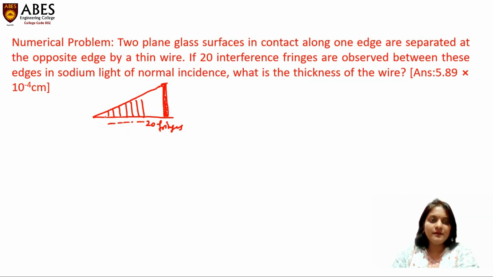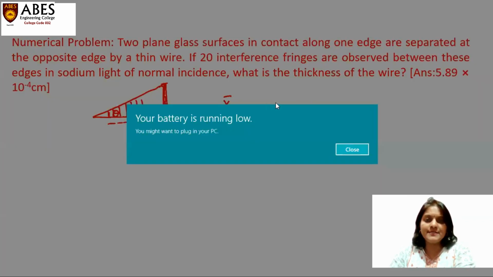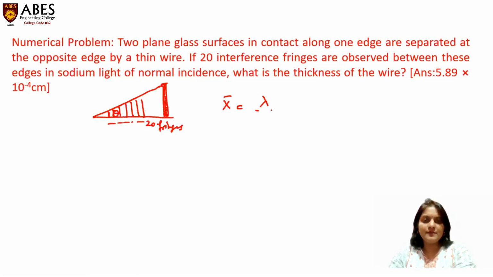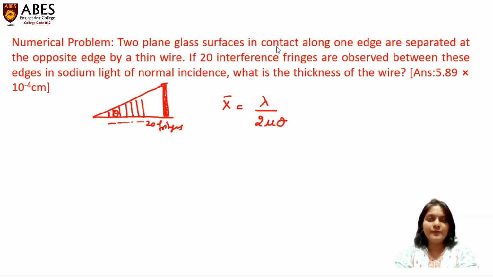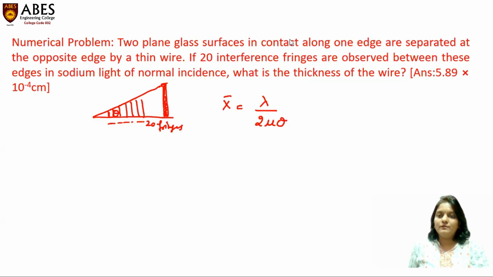So, firstly, what is theta? We will go for the fringe width formula. The fringe width formula is lambda upon 2 mu theta. We will use the fringe width formula lambda by 2 mu theta. Then put the values.